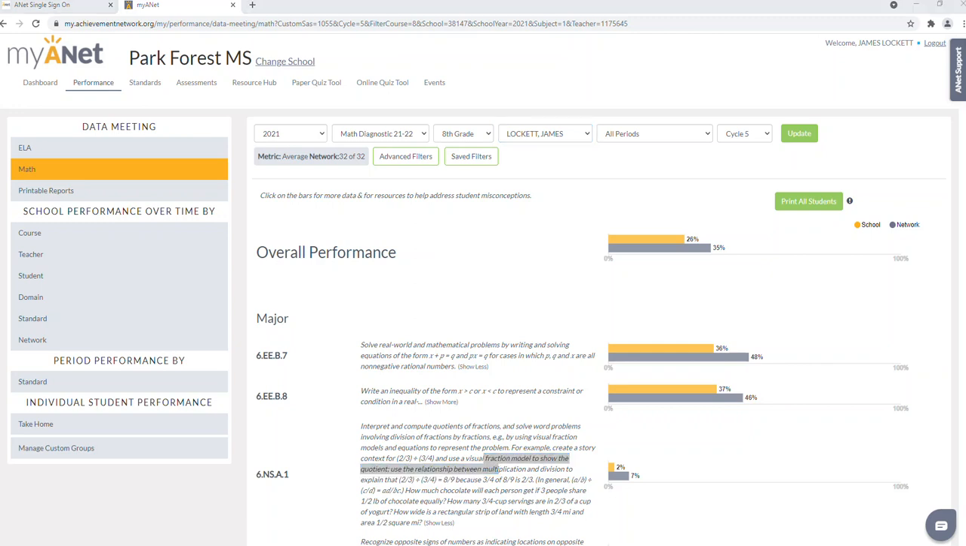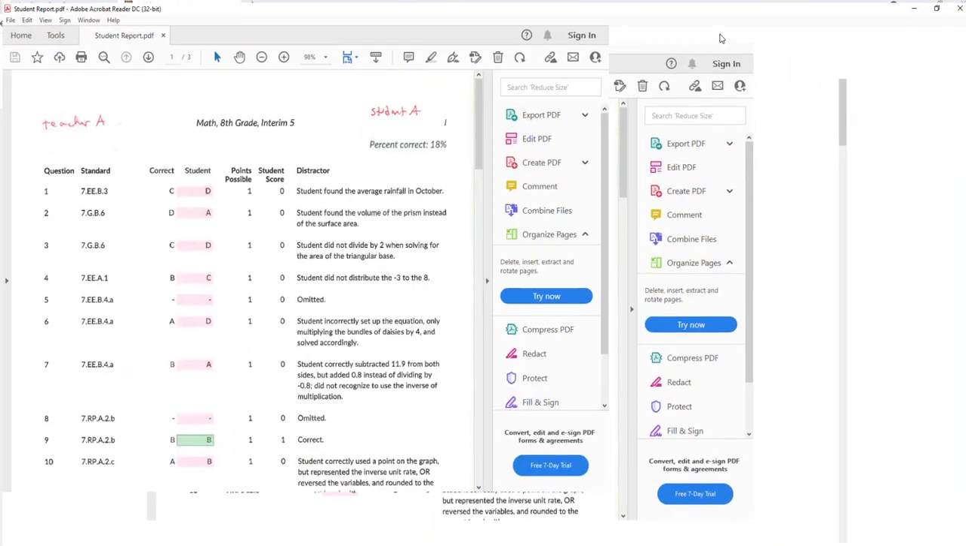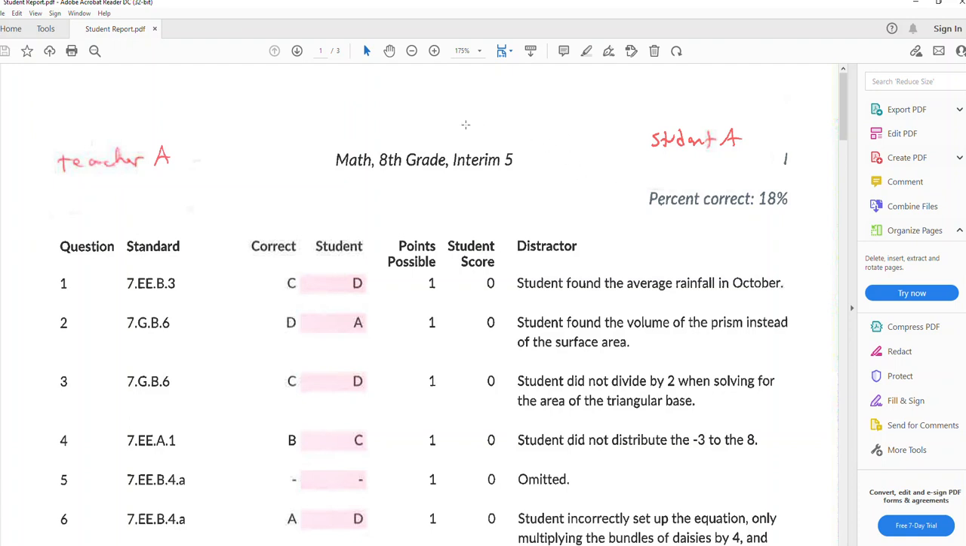As I'm going to pull something over, the student's name will not appear. But when you click print all students, you'll get something that looks like this. I'm going to go ahead and expand it. So you'll have the student's name here, the teacher name. And notice this is math 8th grade, interim 5.